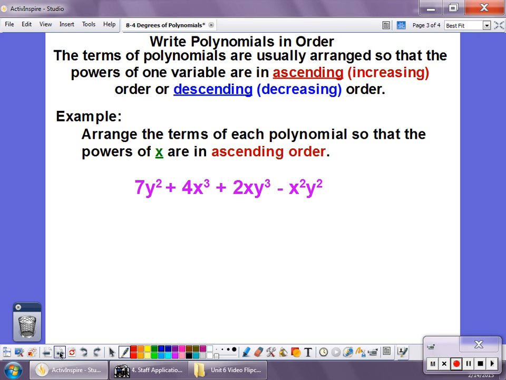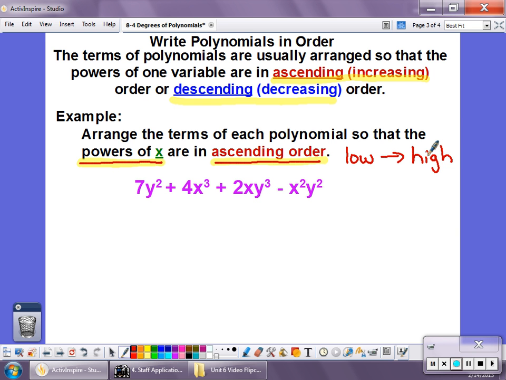Now, the last thing you might be asked to do in terms of polynomials is to put them in order. You're either going to be asked to put them in ascending or descending order. Ascending is increasing. Descending is decreasing. It's really important that you pay attention to what your directions say. And they'll usually tell you specifically which variable they want you to arrange in terms of. So for here, we're going to arrange our monomials in ascending order by our powers of x. So what I want to do is make sure that my powers of x are going to increase. They're going to go from the lowest power of x up to the highest power of x.